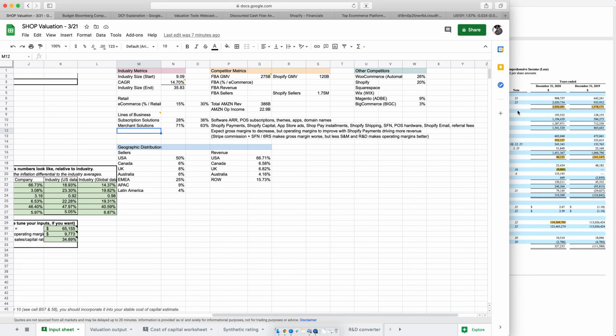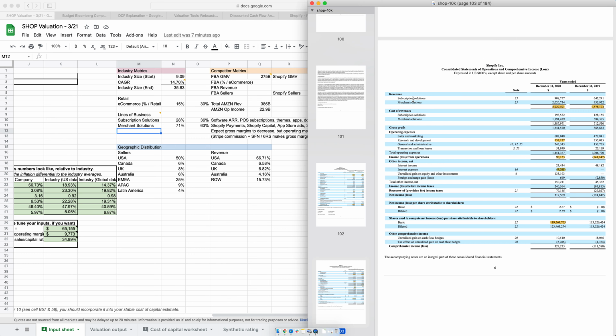So as we mentioned, Shopify has two different areas that they get revenue from. They get money from subscription solutions. That's basically all the recurring revenue they get from merchants subscribing to Shopify and using its software. I believe the basic plan is like $40 a month or something. And that's all the recurring money that comes from people subscribing to pay for the software itself.